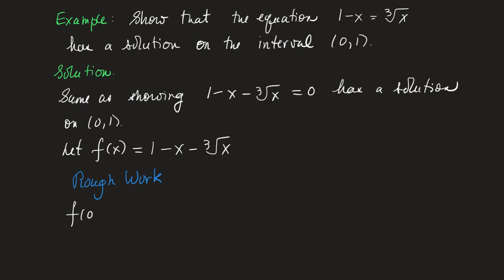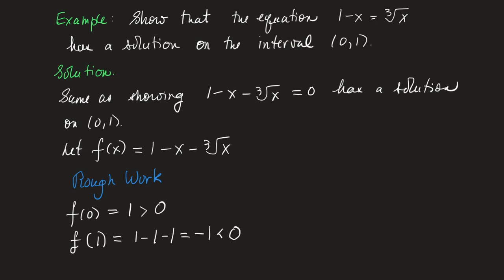f of 0 is equal to, so it's 1 minus 0, so that's 1. And what I'm looking for to apply the IVT, I'm looking to get one function value that is larger than 0 and one function value that is less than 0. Now, 1 is certainly larger than 0, okay? And let's check the other endpoint. So f of 1 is 1 minus 1 minus 1, which is minus 1, which is certainly less than 0.